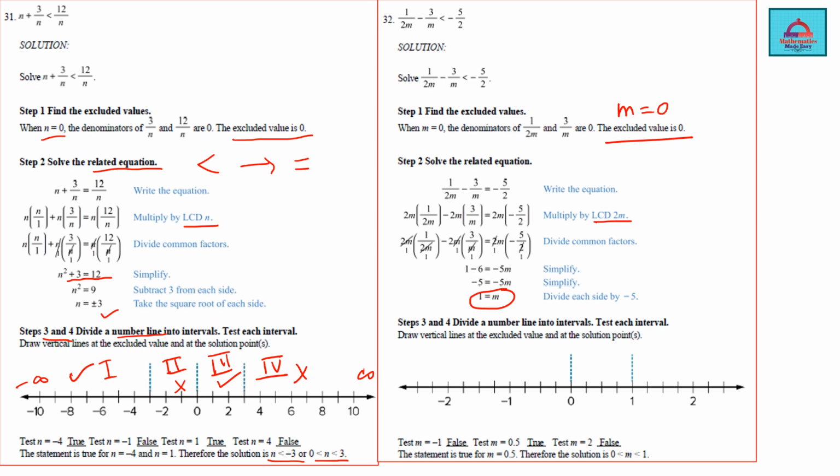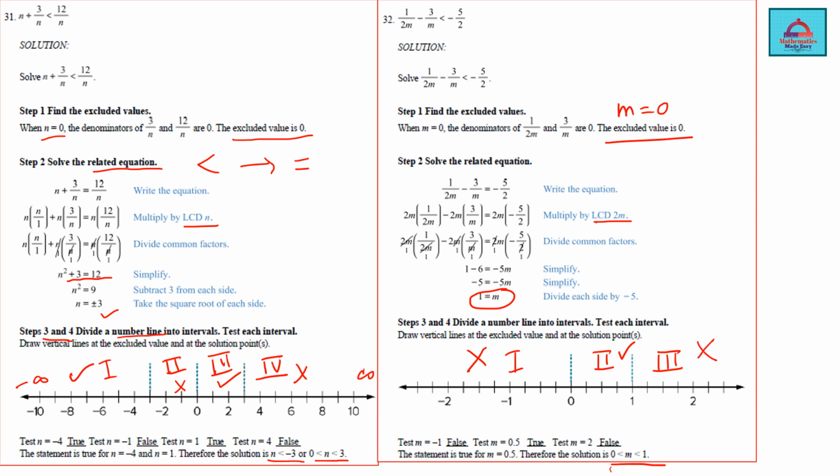Now you use the values 0 and 1 to divide the number line. So this is the first interval, the second interval, and the third interval. Take a test point. I take minus 1 for the first interval. It comes out to be false. So this is not a solution. Then I take for the other one 0.5, which is coming to be true. So 0 to 1 is definitely a solution. So m lying between 0 to 1, we select this, and this one is also false.